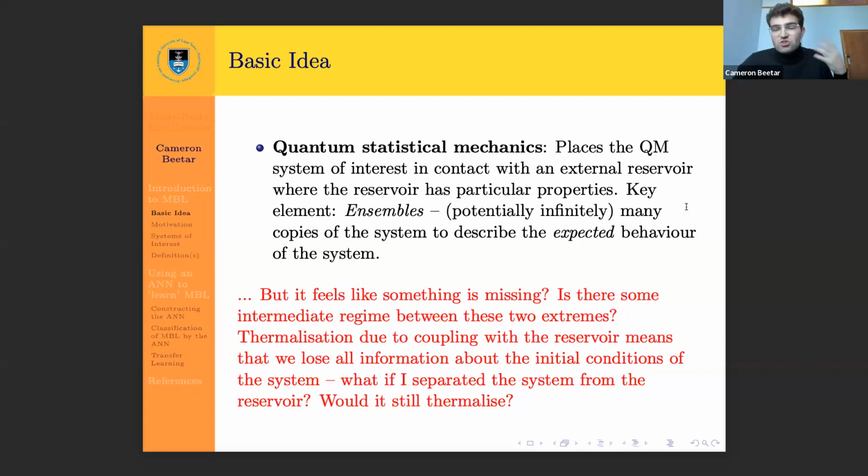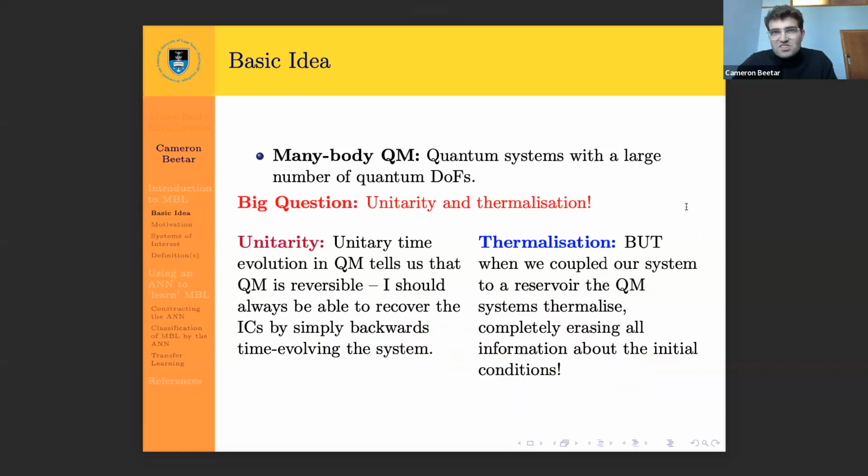And what happens? Do I still see thermalization? And that takes us to many-body quantum mechanics. So here you have a purely quantum system and a large number of quantum degrees of freedom. So a large number of quantum particles interacting by whatever potential or interaction term you've chosen. But in this case, we have this battle between unitarity and thermalization.